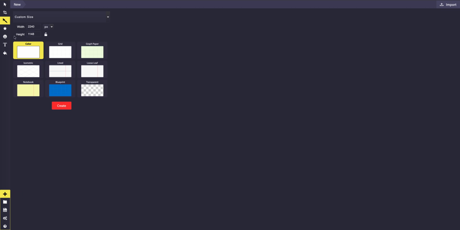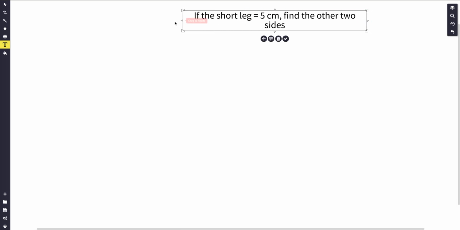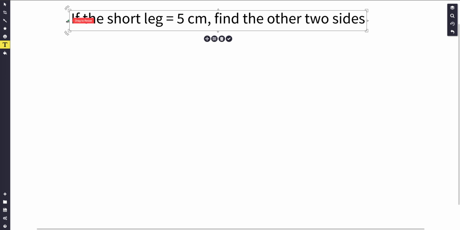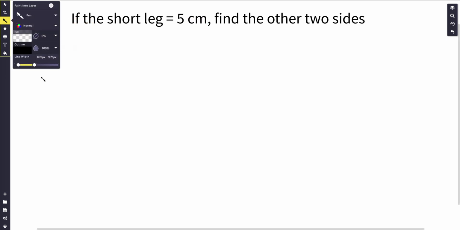Okay, let's move on to our second example here. If the short leg equals 5 centimeters, find the other two sides. Okay, and we're going to be given this triangle right here. I'm going to draw it out.